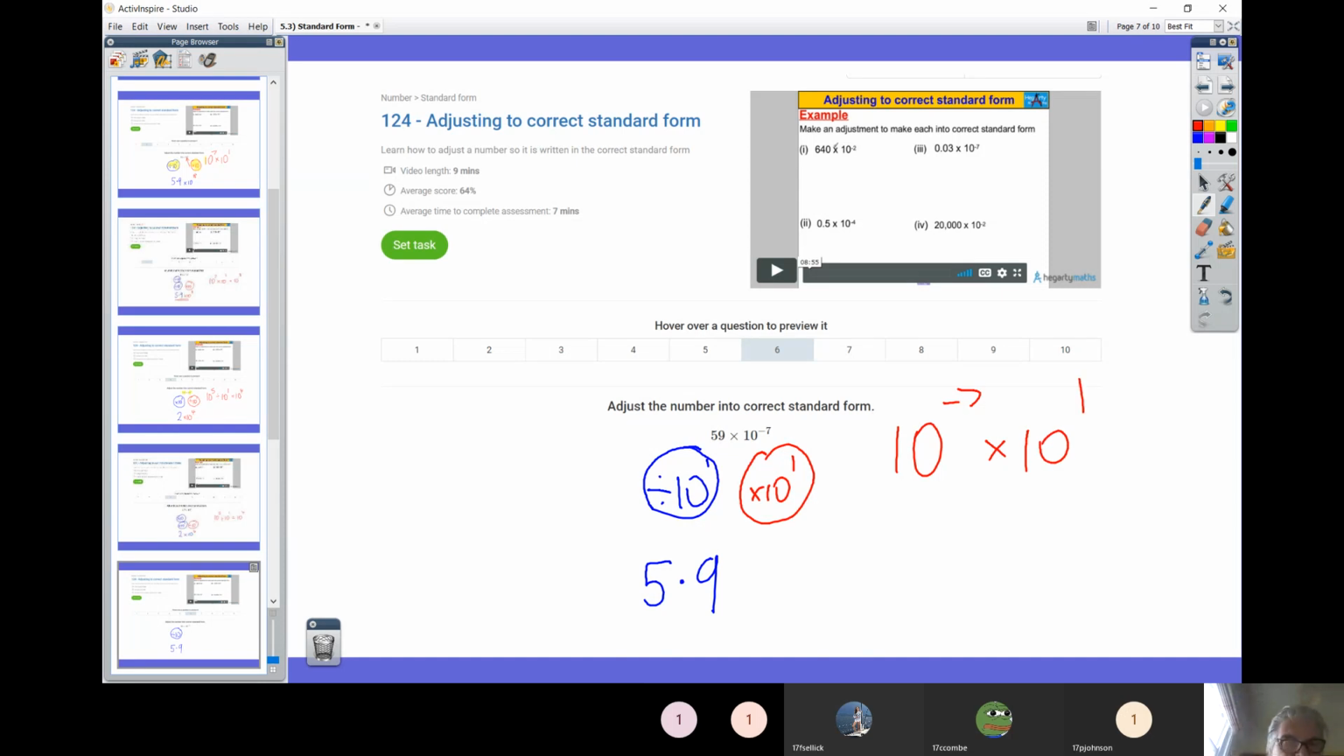Now when I multiply, I add the powers. What is minus 7 added together with 1? Well, think about a number line. That is minus 6. So my final answer is 5.9 times 10 to the power of minus 6. Okay, again, just reflect on your answer. 59 to 5.9 has got smaller. So I have to make 10 to the minus 7 bigger. And because I'm in the minuses, to make it bigger, it goes from minus 7 to minus 6.